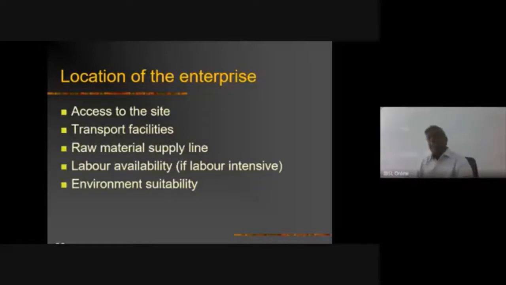Then the transport: whether public transport facilities are there on the main road, and whether railroad train facilities are close by. Looking at the raw material supply line: the raw material should be available at a closer distance.